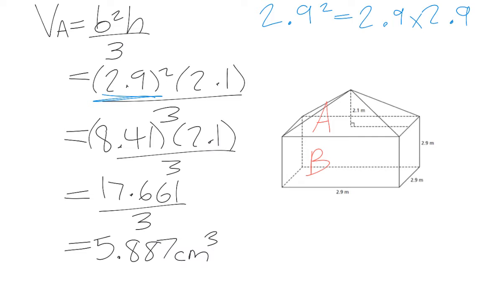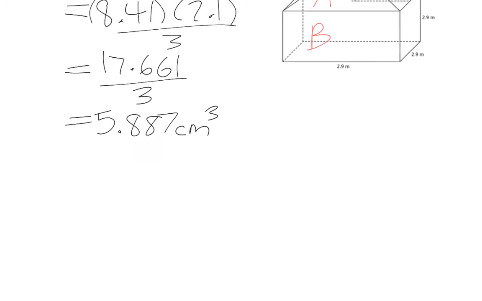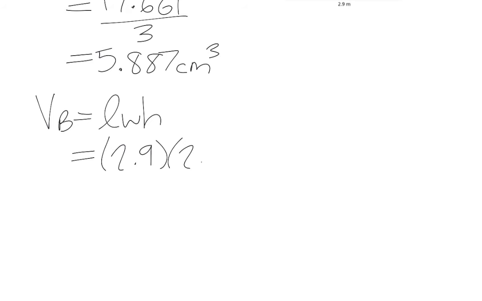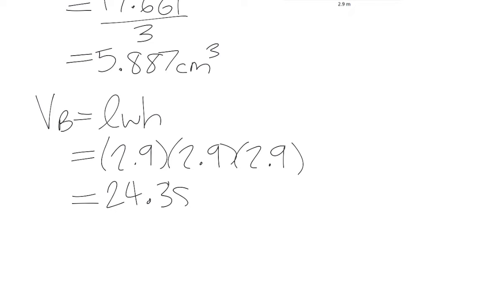Next, I'm going to figure out the volume of the bottom shape, which is what looks to be a cube or a rectangular prism. And the equation for that is quite simple. And that is just length multiplied by width multiplied by height. So at this point, all you need to do is substitute in your numbers, which is 2.9 multiplied by 2.9 multiplied by 2.9. So if you put that in a calculator, you're going to get approximately 24.389 centimeters cubed.